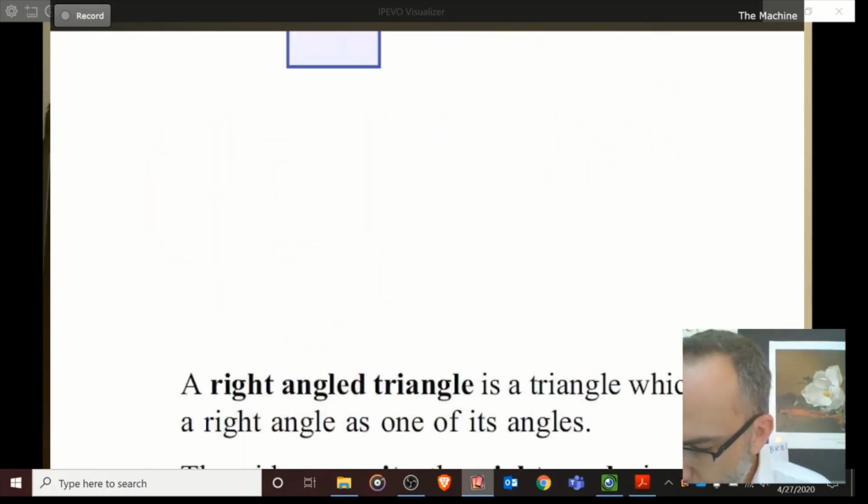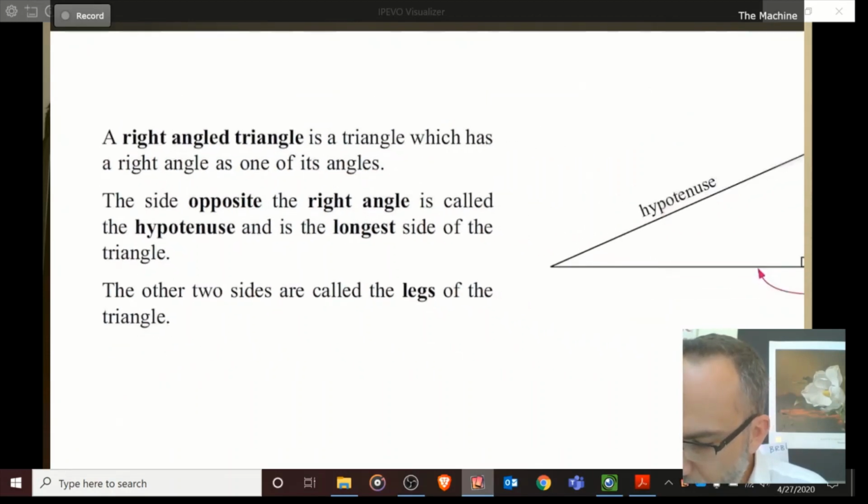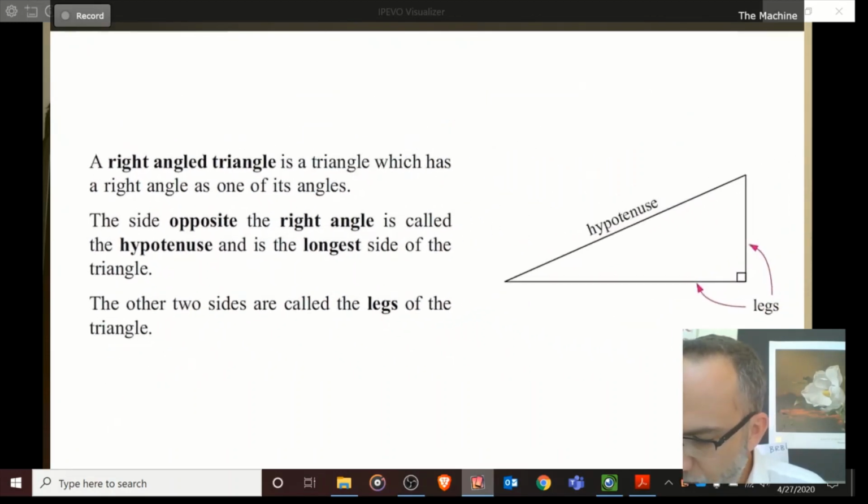So let's do a little bit of review here now. A right-angled triangle is a triangle which has a right angle as one of its angles. The side opposite the right angle is called the hypotenuse, the longest side of the triangle. And the other two sides are called the legs of the triangle. So the way I want you to think about it when you do a right triangle problem is, first, your eye needs to find the right angle. You see a right angle, we're told it's a right angle because of that little square in the corner, right? Then the side that's opposite it is the hypotenuse. It's never one of the other two sides. The other two sides are called legs.